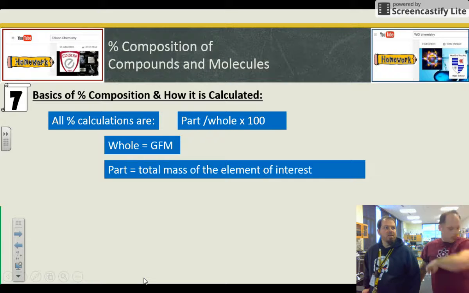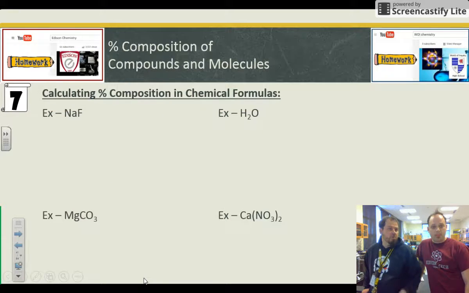So when we say, what's the percent of carbon in carbon dioxide, the whole thing is the gram formula mass of carbon dioxide. And the part is the part that's carbon. So there it is. We find those parts when we do this, so it actually goes pretty quick.